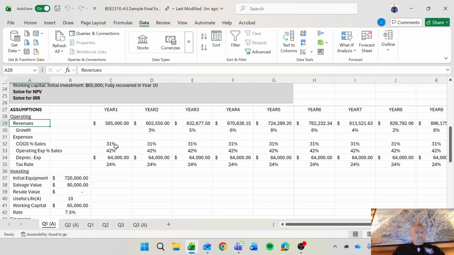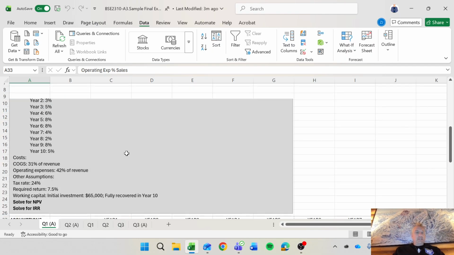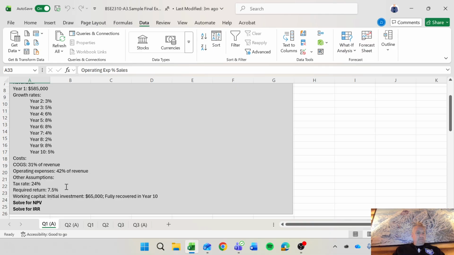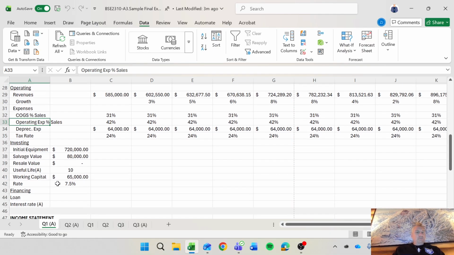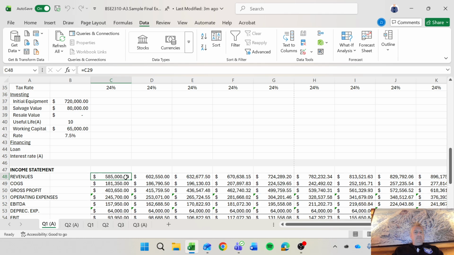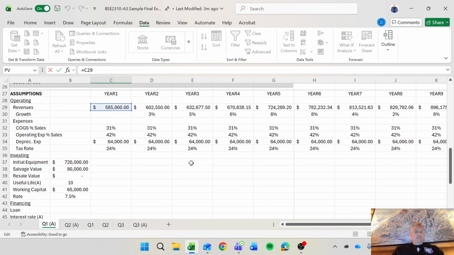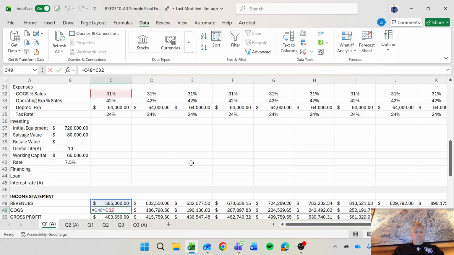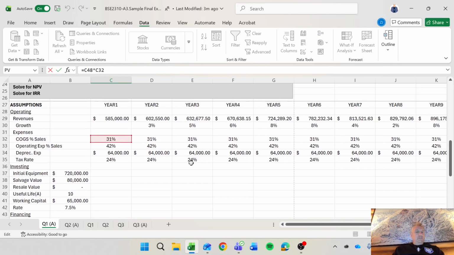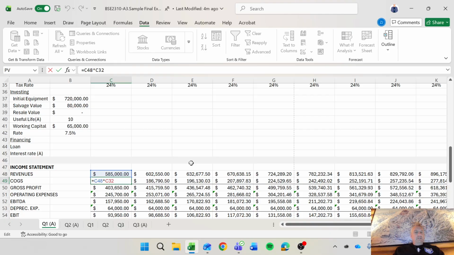Then we should have cost of goods sold as 31% of revenues, which is constant, and then operating expenses as 42%, which is constant, and then the tax rate of 24% with a required rate of return of 7.5. So we bring the revenues down from up above, then we multiply it by cost of goods as a percent of sales, do our subtraction there.